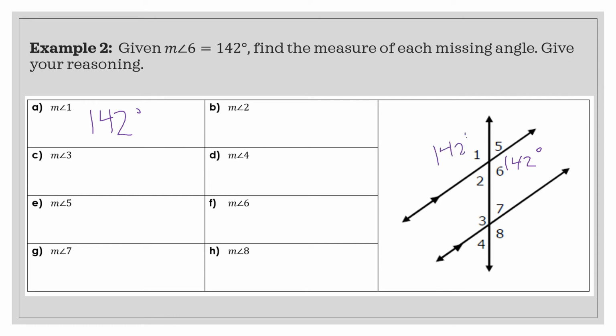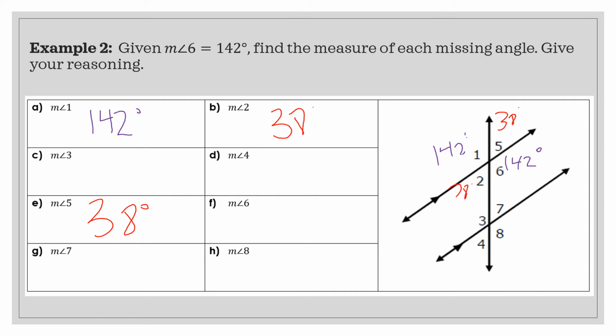Angle 2 and angle 5 are going to be supplementary with angle 1 or angle 6. So if I add 1 and 2 together, or 2 and 6, or 5 and 6, or 1 and 5, the sum should be 180. So to find angle 2 or angle 5, I'm just going to do 180 minus 142, and that's going to give me 38. And angle 2 and angle 5 should have the same measure because they are supplementary to 1 and 6, but they're also vertical angles from each other. So 2 is 38 degrees, 5 is 38 degrees.